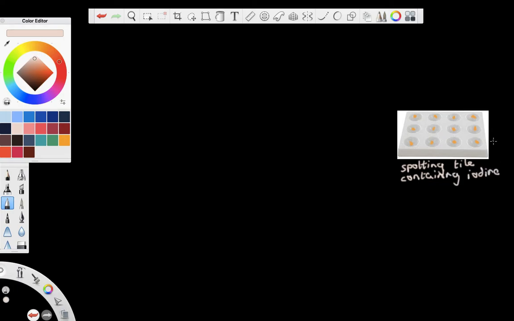Now I'm going to remind you of what we said on the very first slide in red, that iodine will turn black if starch is present.